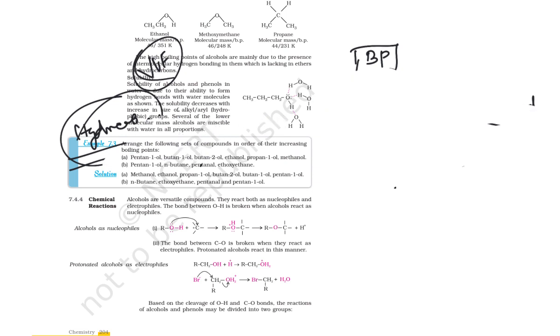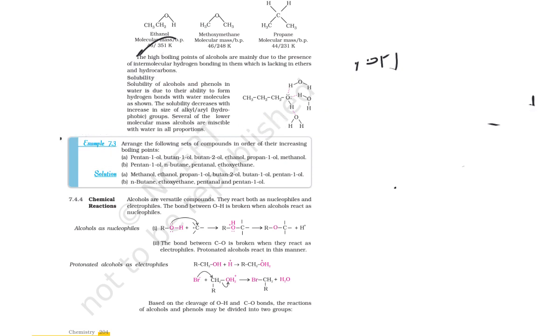So alcohol can react in two ways: one in electrophilic fashion, another in nucleophilic fashion. Look here: there is a CH3, C, hydrogen and OH. This is ethanol, right? So two kinds of cleavage are possible. One cleavage is here, one cleavage is here.